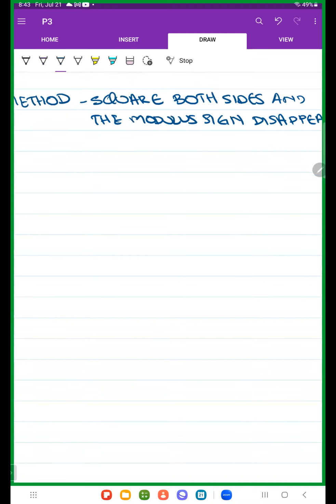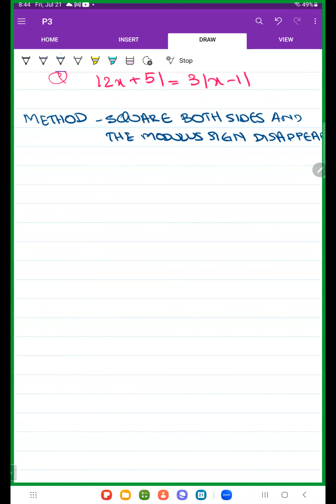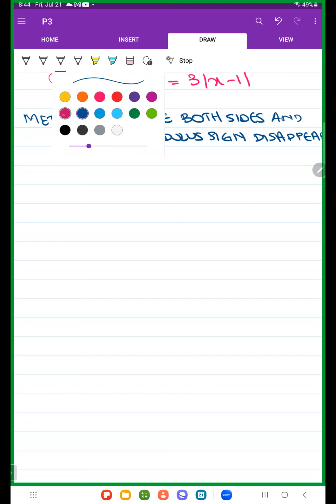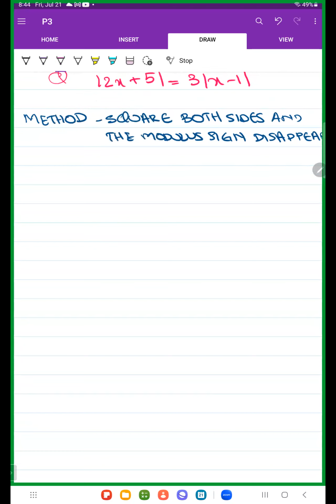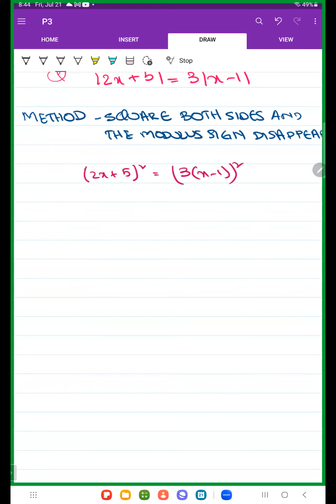Okay, so for example, this is my question. What will I do in this question? I will just square both sides. So it will be (2x + 5) whole squared. In this way, the modulus sign will disappear. And I'll square this side also.